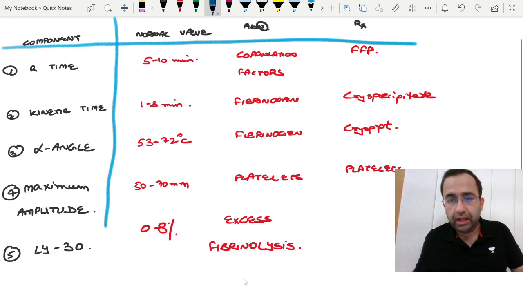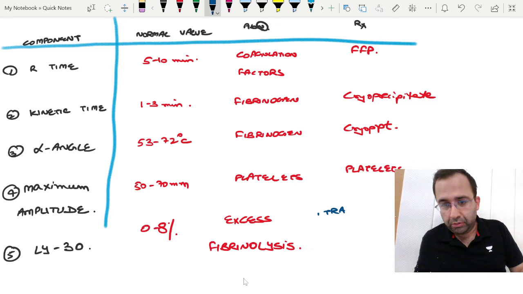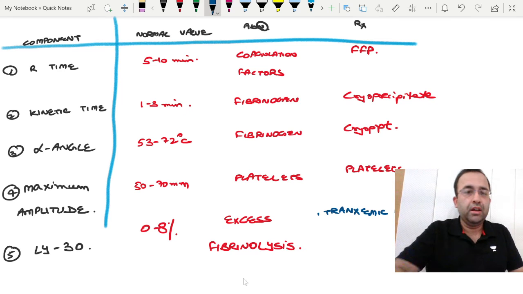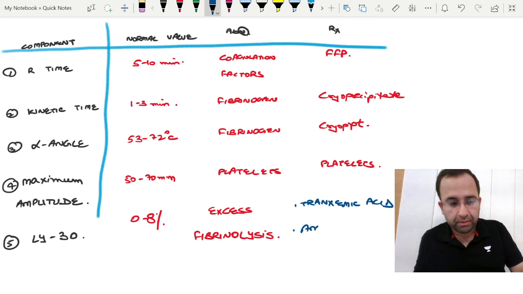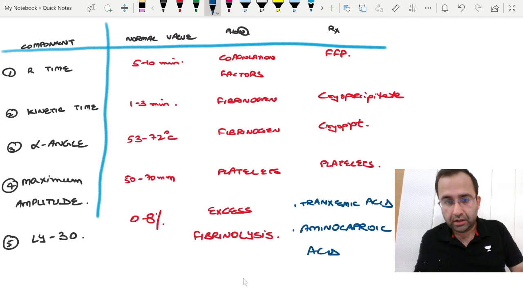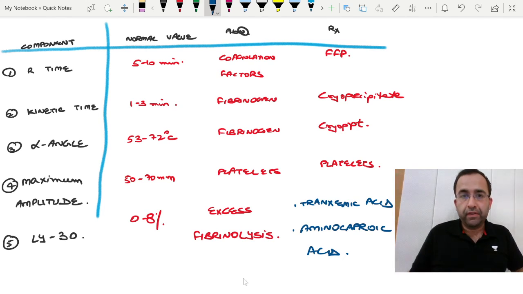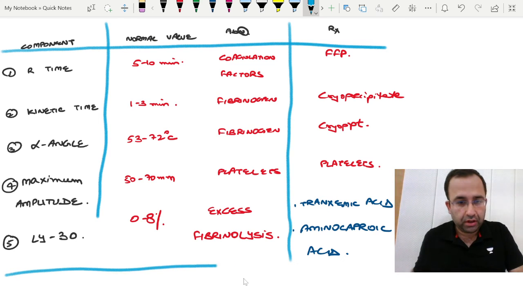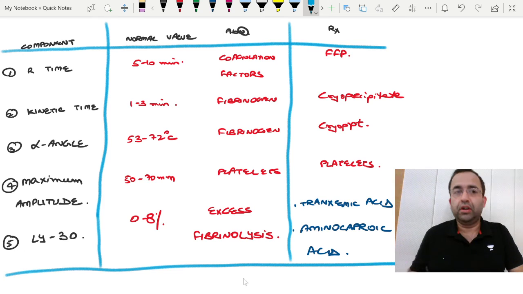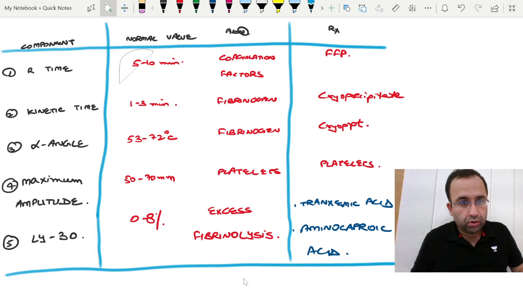Excessive fibrinolysis is to be treated by tranexamic acid and aminocaproic acid. This is thromboelastography. Please have a good look at this table.